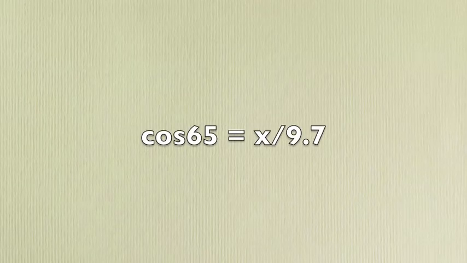Next, we're going to find the horizontal launch velocity. To do that, we're going to use the trig function cosine. The equation we used was cosine 65 equals x over 9.7. You're going to multiply 9.7 by the cosine of 65, which gives an answer of a horizontal velocity of 4.1 meters per second.